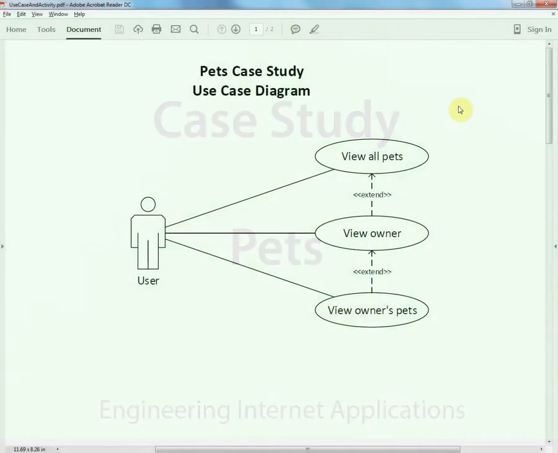What we're going to do in this video is to take a look at a case study for an internet application to provide some very simple functionality for a vet, where the vet might want to view all pets, or to view for a given pet the owner, or for a given owner to view all those owners' pets. This gives us a very simple use case diagram.